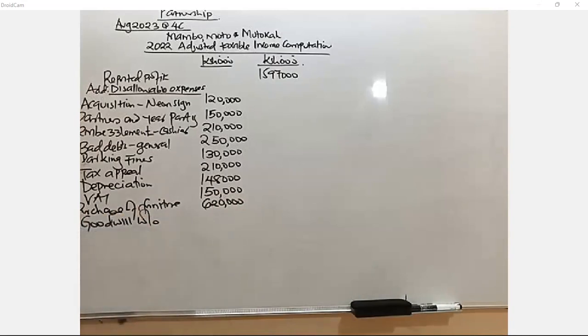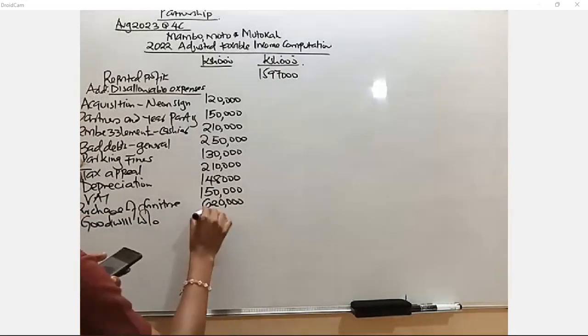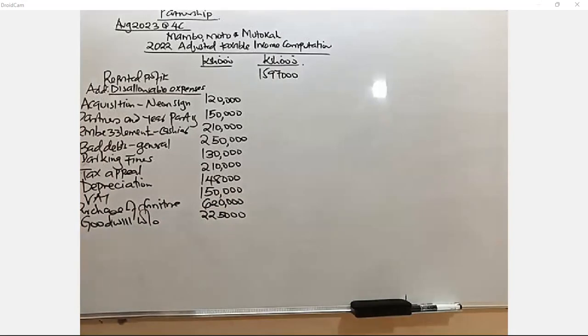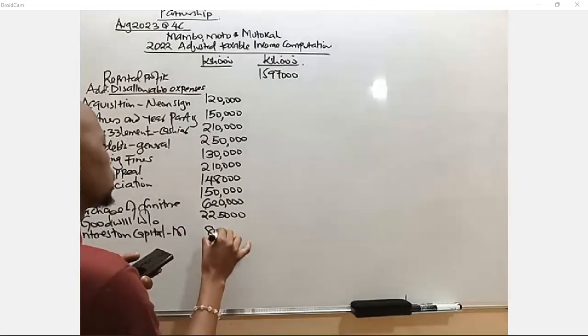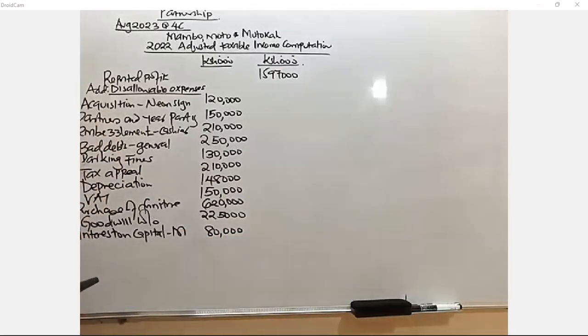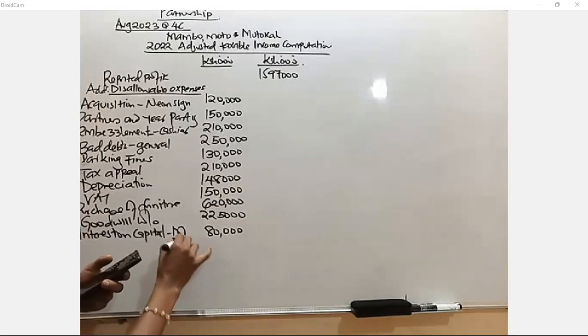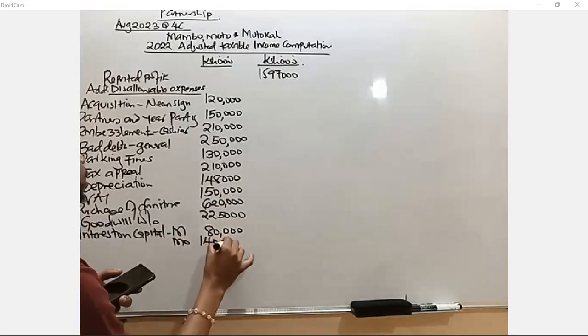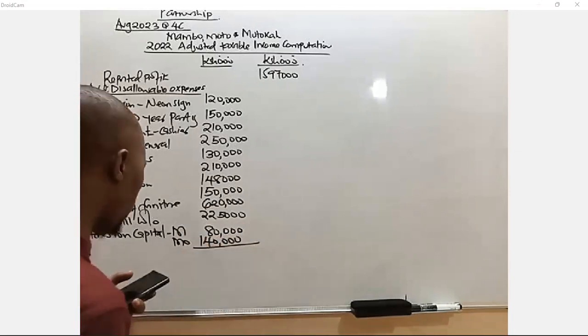So how much is the goodwill written off? 225,000. Correct. We have things like interest on capital. We said they are disallowable. So the interest on capital, we have someone called Mambo, 80,000. Mambo is 80,000. We have Moto. Moto, yours is how much? 140. We have nothing else here. We do our additions there.